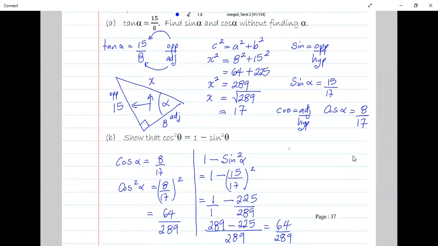Therefore, I can conclude that cos squared alpha is equal to 1 minus sine squared alpha, because when I worked out both of them, they turn out to be equal to 64 over 289. All right, let's stop this one here.